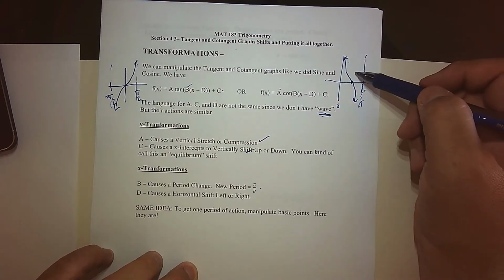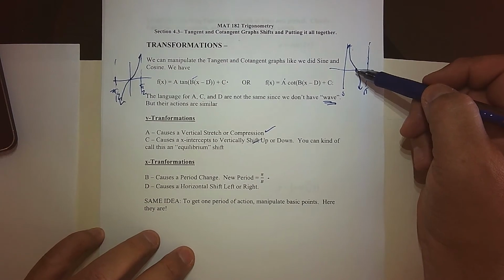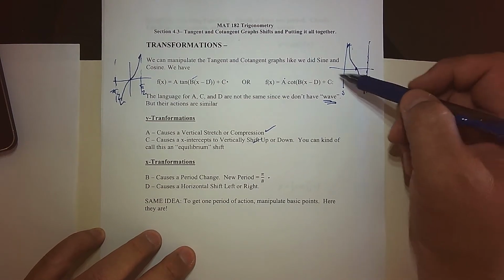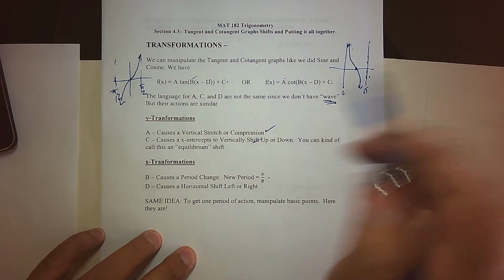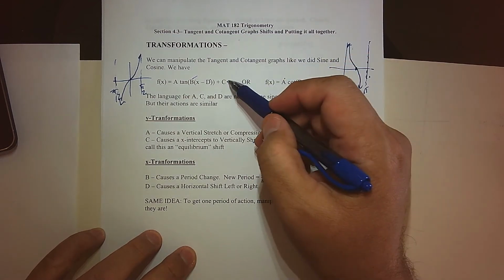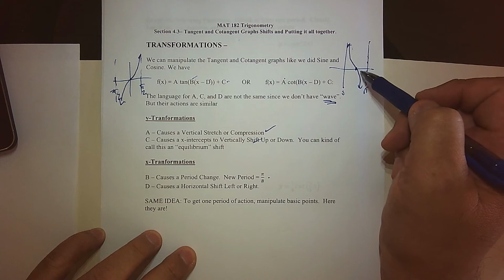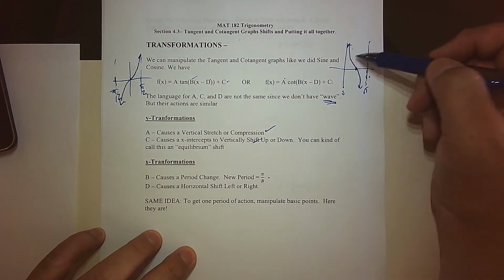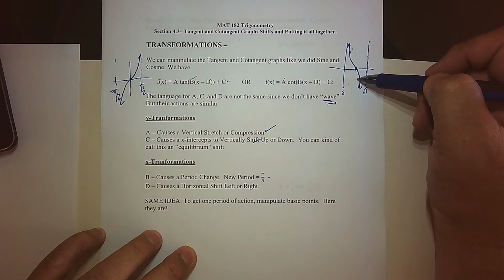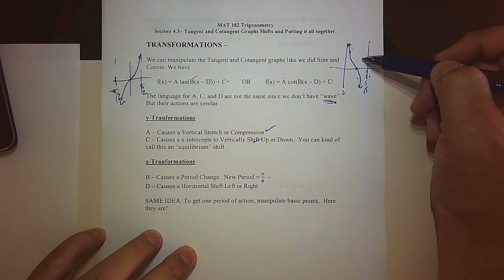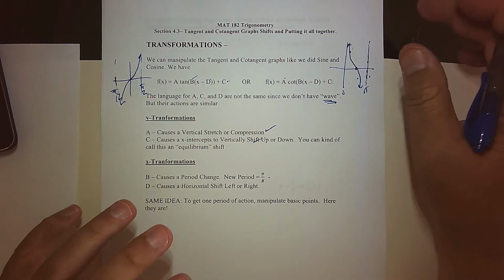Okay, so amplitude makes no sense here because there's no height of a wave. And then phase shift doesn't make any sense because our period's not even 2 pi. We're not going through a full rotation. And then the equilibrium shift's a little hard because, I guess you can kind of think of it as an equilibrium because part of the graph's up here and part of it's up here, but there's no wave action going on. So we don't really call it an equilibrium shift.